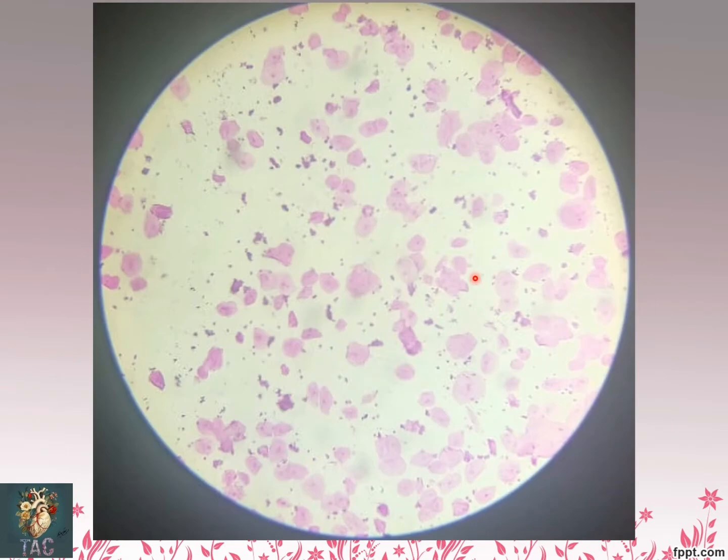Next slide is taken from the surface of the simple squamous epithelial cells. So in this you can see these are squamous shaped cells in which you can see centrally placed nuclei are present. This is a spread taken from the surface of the simple squamous epithelium.